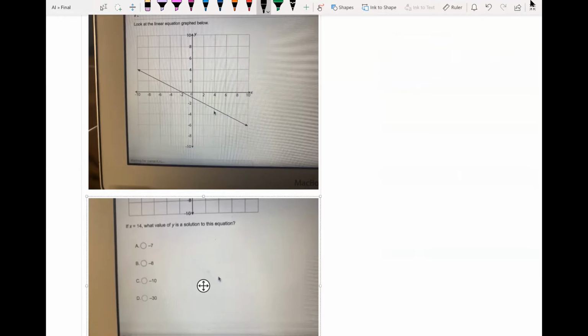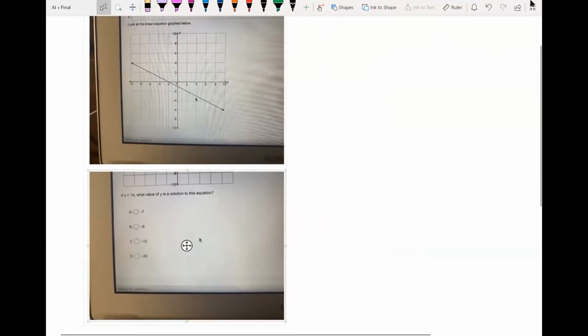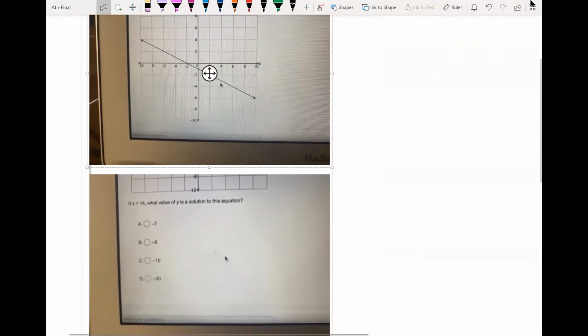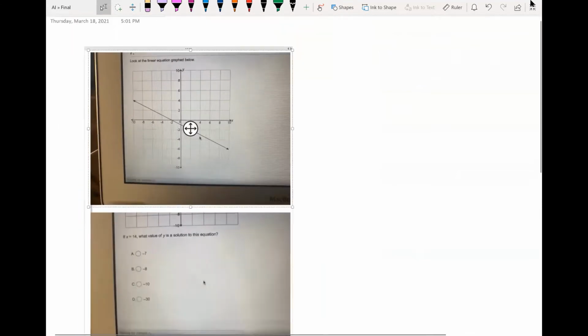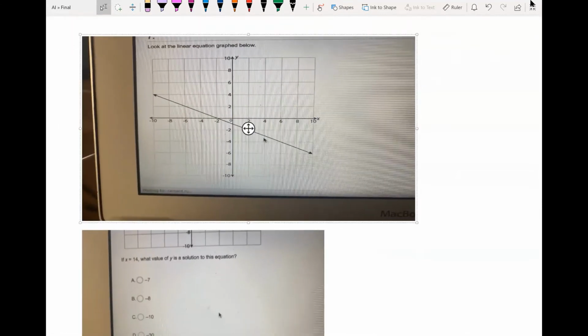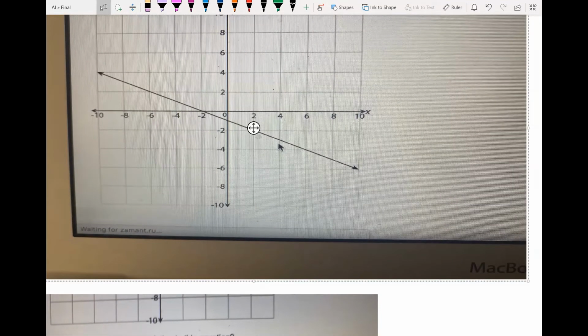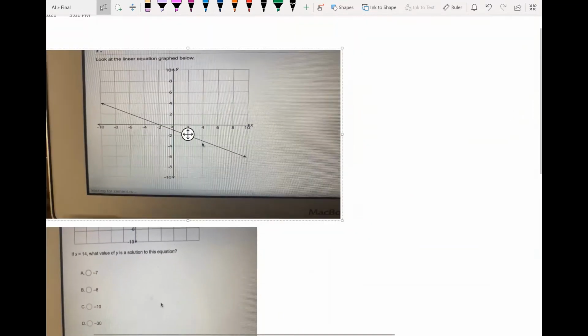All right, man. So the problem asks, if x equals 14, what value of y is the solution to this equation? And all we're given is this graph right here, but we know from this graph that we can find the slope, right? So let's do that first.